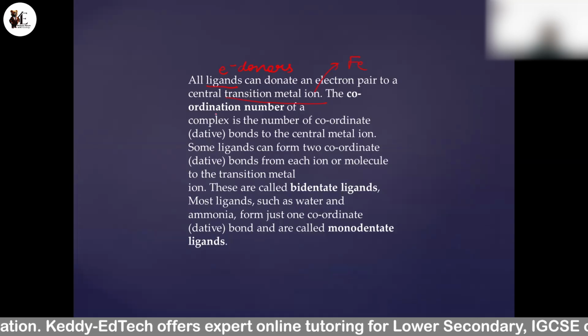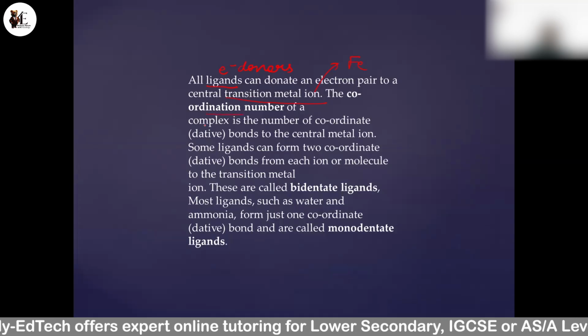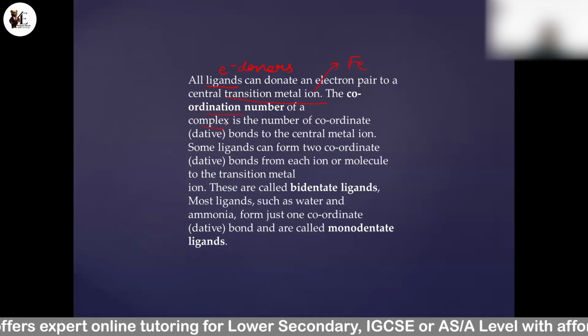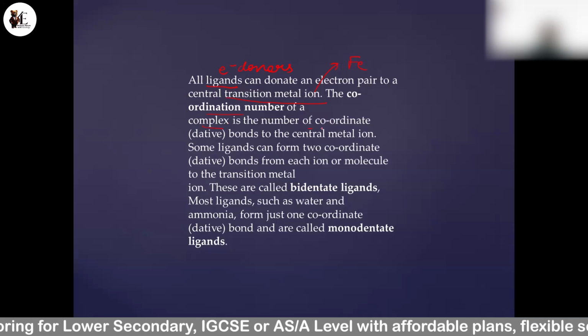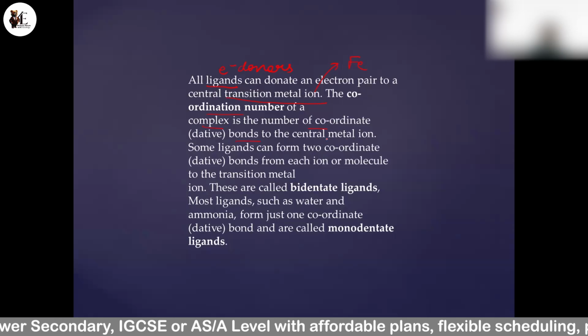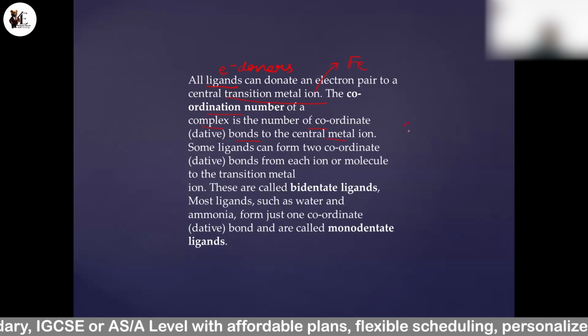Now the coordination number. What is the coordination number of the complex? Coordination number means how many ligands are attached to the central metal atom, which is the number of coordinate bonds to the central metal ion. In this case, it is 6.